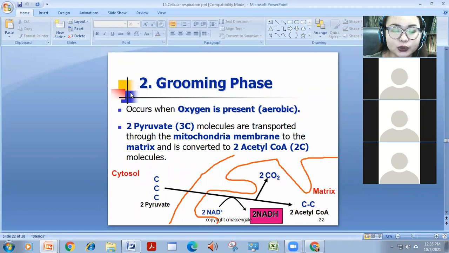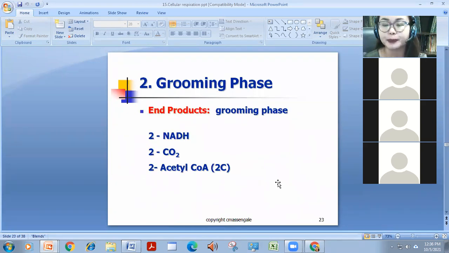The next step is the grooming phase, wherein oxygen is still present, and the 2 pyruvate, 3 carbon molecules, are transported into the mitochondrial membrane, in the matrix, and converted into 2 acetyl coenzyme A molecules. I know you have discussed this in chemistry, and in high school there is definitely chemistry. The end products in the grooming phase are 2 NADH, 2 carbon dioxide, and 2 acetyl coenzyme A, 2 carbon.